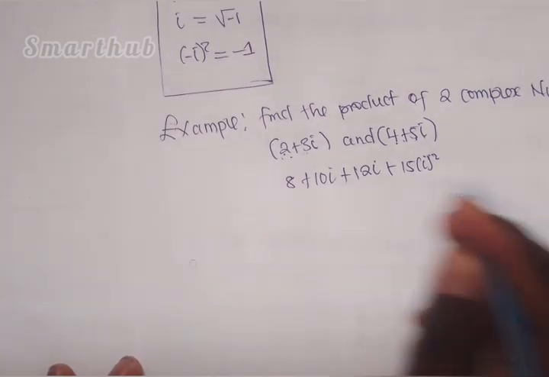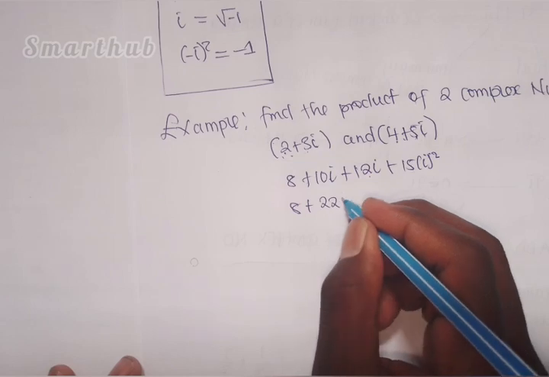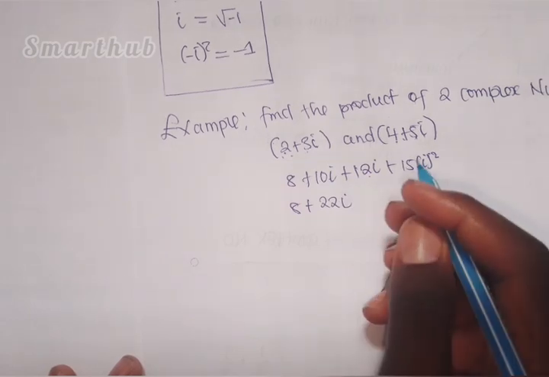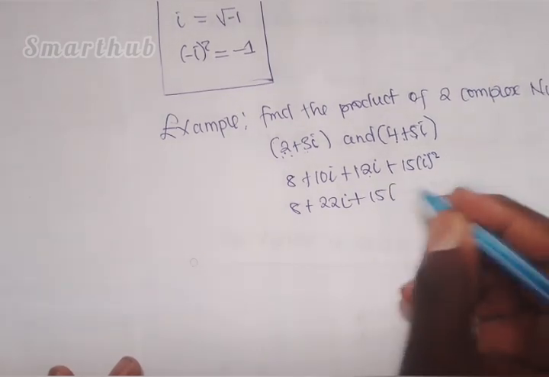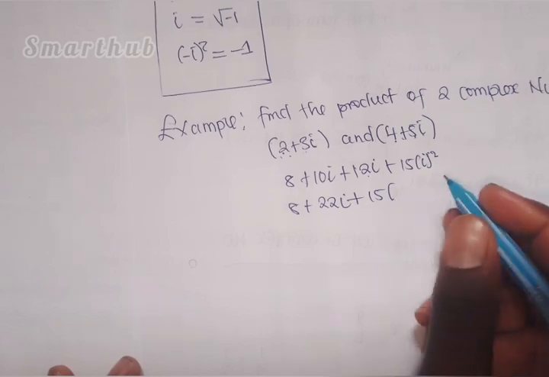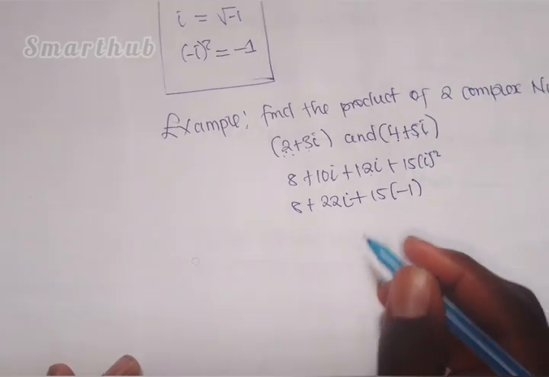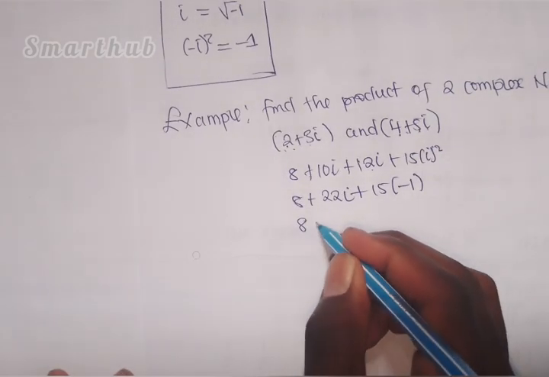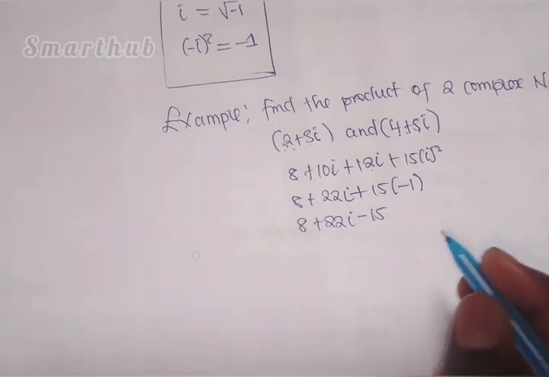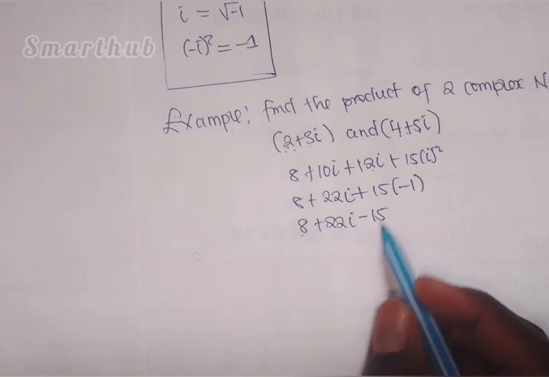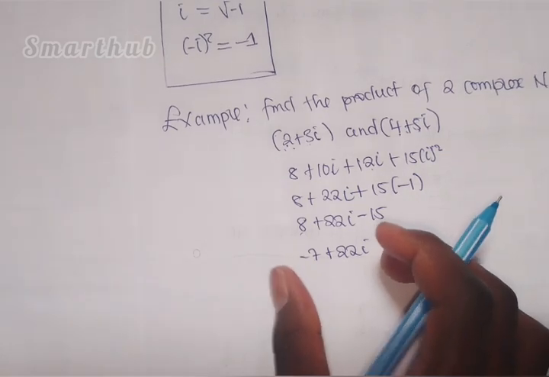So remember what we said. So 8 plus 10i plus 12i is 22i, plus 15i squared, which is -1. So you replace it here with -1, so we are going to have 8 plus 22i minus 15. So this is going to be -15. Then 8 minus 15 is -7 plus 22i. So this is now in standard form.